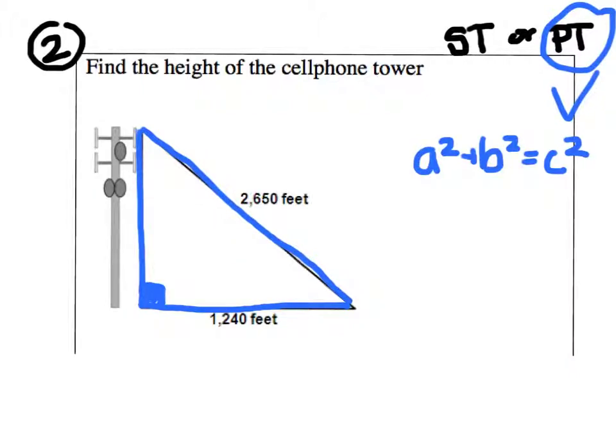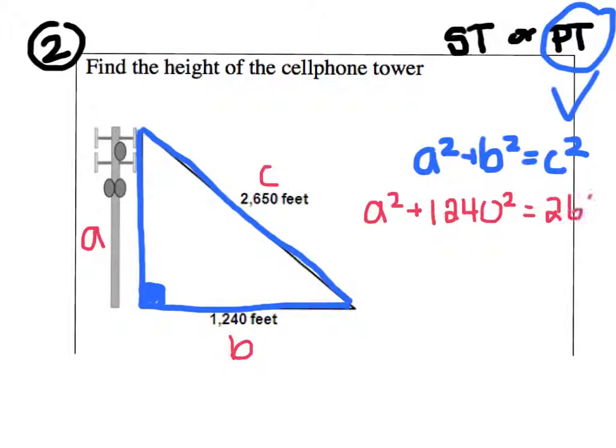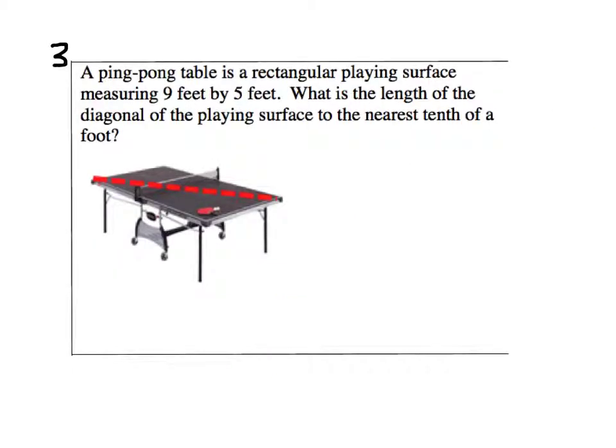Ready, pause. Alright, here's your hint. We're going to label our sides A, B, and C. Now let's plug it in. A squared is what we're solving for, so it stays the same. 1,240 gets plugged in for B, and 2,650 gets plugged in for C. Pause the video, solve for A, hit play when you're done. Ready, pause. Problem number 3.